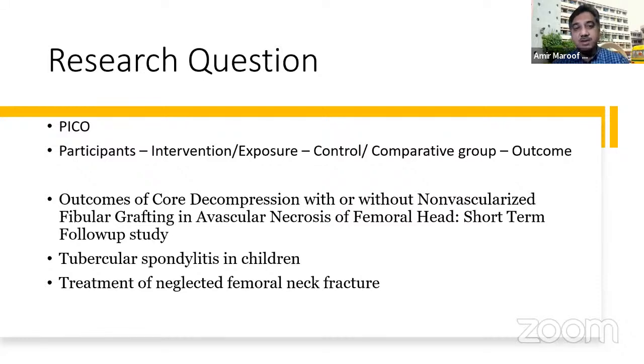But when we have an observational study like a case control or cohort study, then we are comparing the exposures and the outcomes, and we are not intervening directly. Then we call it exposure here instead of intervention.